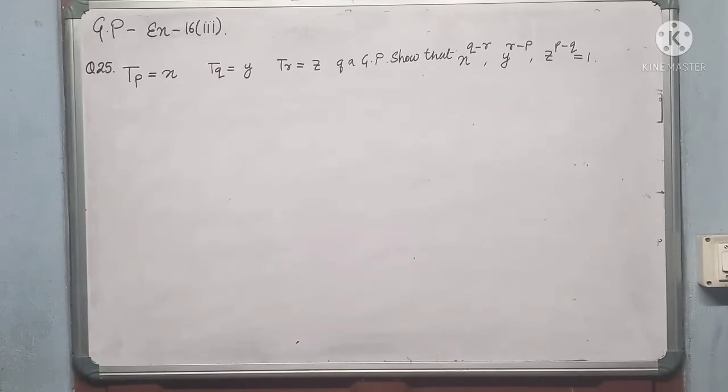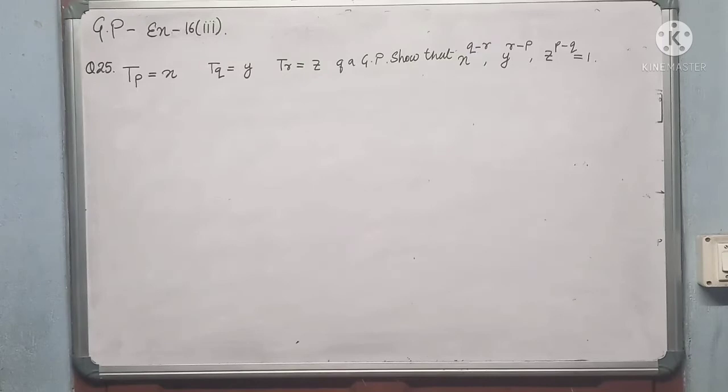Question number 25. It is given that the pth term of a GP is x, the qth term is y, and the rth term is z of a GP. Show that x to the power q minus r, y to the power r minus p, z to the power p minus q equals 1.